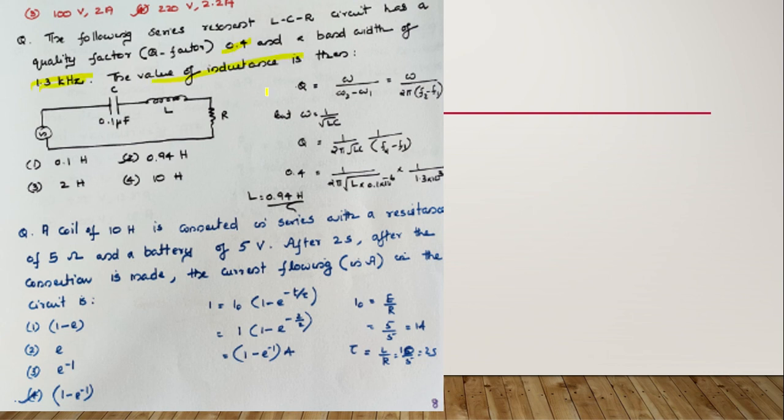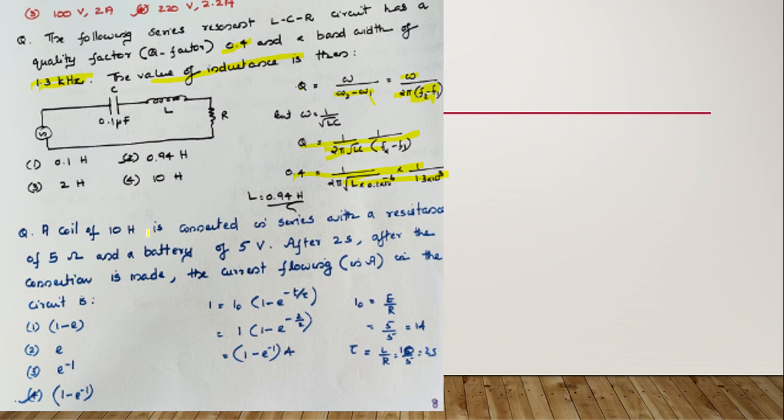And see, the following series resonant LCR circuit has a quality factor 0.4 and a bandwidth 1.3 kilohertz. Then the value of inductance is, you know the simple relation, Q is equal to omega by (omega 2 minus omega 1), that is 2 pi into (F2 minus F1). But here you know that omega takes the value as 1 by root LC. So from that you can easily find the value for L.